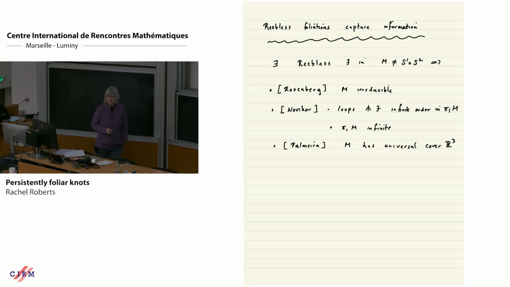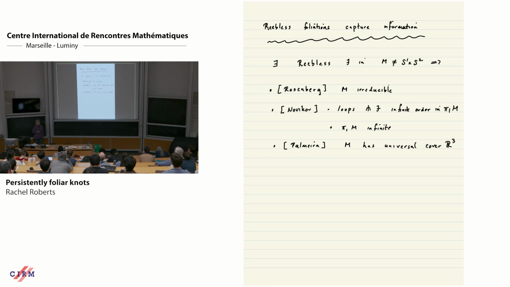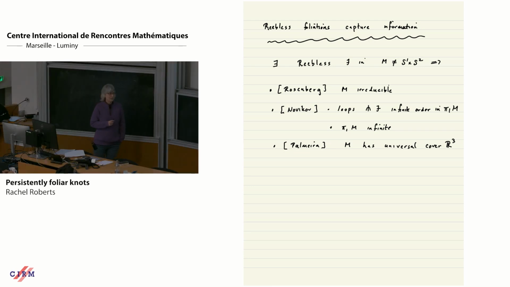And Reebless foliations are interesting enough that they capture interesting information about a three-manifold. If we have a Reebless foliation in M, we saw in the earlier talk, or maybe we did, I forget, that if M is S1 cross S2, the only Reebless foliation is the product foliation by S2s, which is pretty boring. And so for the rest of the talk, if I talk about a manifold, I'm talking about a manifold that's not S1 cross S2, even if I forget to make that statement.